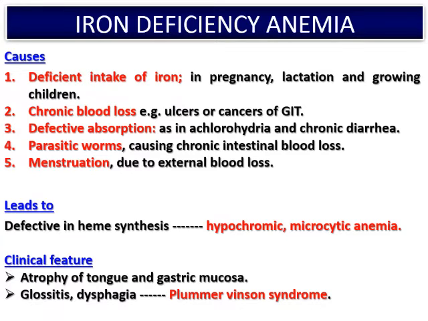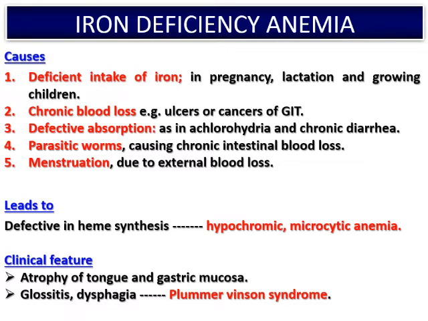Iron deficiency anemia, this type of anemia we call hypochromic microcytic anemia, because in this type we have a decrease in the size of red blood cells, so we call it microcytic. Also, we have a decrease in the amount of hemoglobin in red blood cells, so we call it hypochromic. Clinical features: the patient with iron deficiency anemia is usually manifested by atrophy of the tongue.